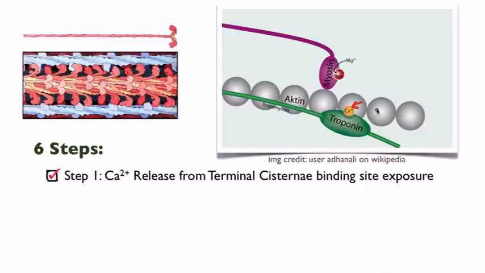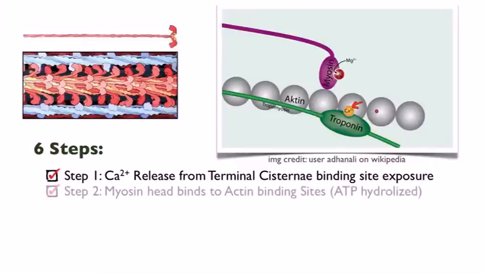And then the next step can happen, and that step is the myosin heads can bind to the binding sites on the actin. So this is one binding site, and for simplification, we're just showing one myosin head. But as you know, we have many myosin heads all along this actin.